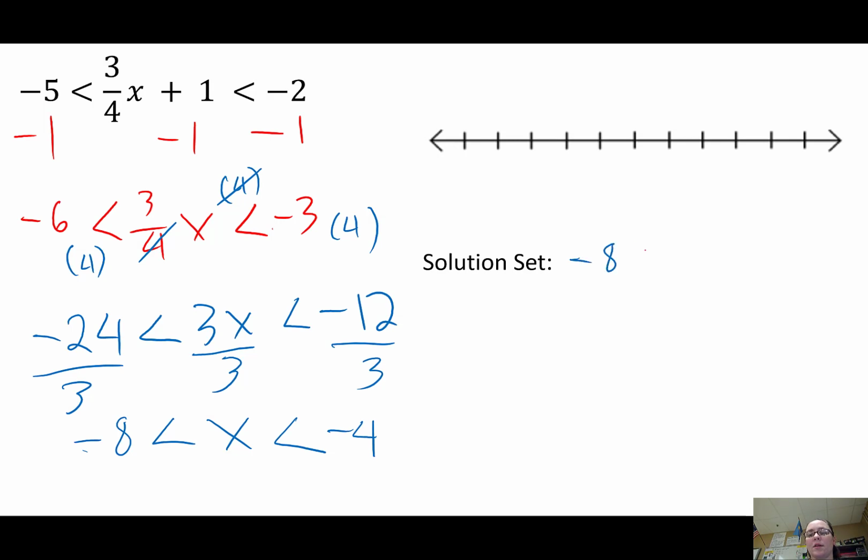So we want numbers that are between negative 8 and negative 4. We have an open circle at both of these since they're not equal to, and it is filled in between.